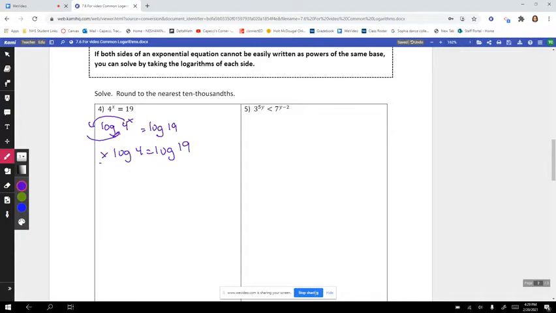Now, I want to get that x by itself. So I'm going to divide both sides by log of 4. And I have x is equal to log of 19 divided by log of 4. Now, when you put those values in your calculator, you end up with x is equal to 2.1240.